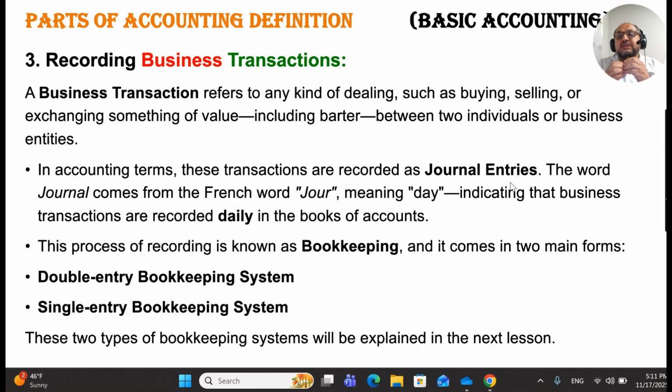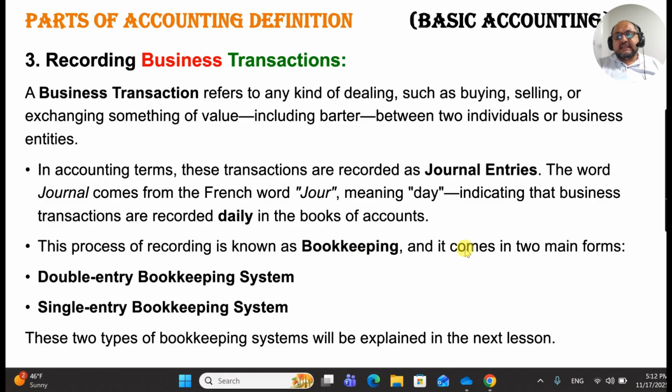I did not write the amount as a huge amount like millions of dollars. There's only $10,000 for your better understanding. The word journal comes from the French word jour, meaning day. Here I have written: jour means day, indicating that business transactions are recorded daily in the books of accounts. This process of recording is known as bookkeeping.